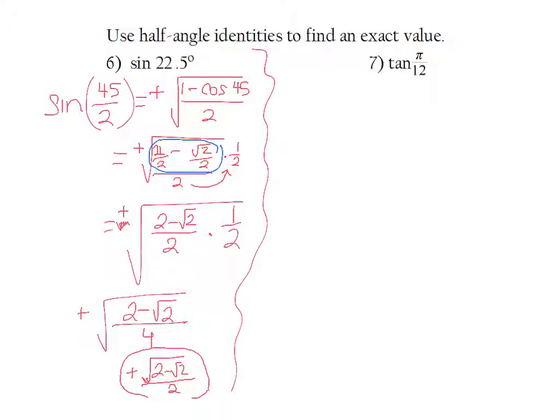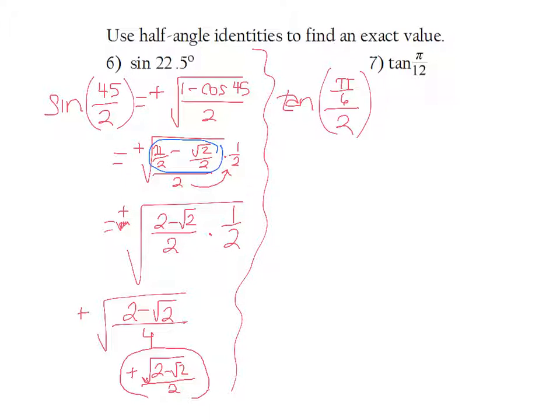Let's try again. Number 7 here is the tangent of pi over 12. Your first step is to go ahead and rewrite that pi over 12 as a fraction. Go ahead and double it, which would be a pi over 6. And then put it over 2 to go back to the pi over 12. We write it that way so that you recognize that this is the theta in the identity.